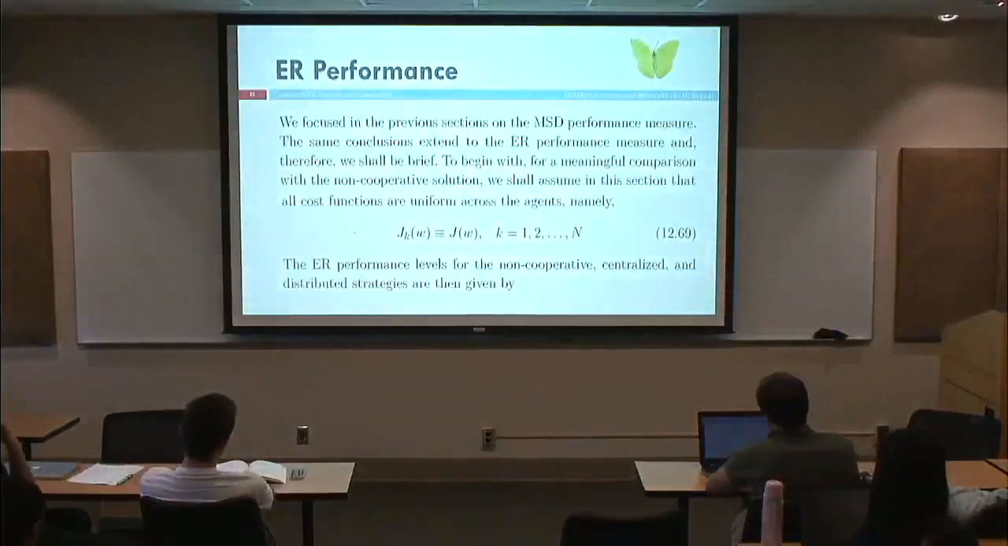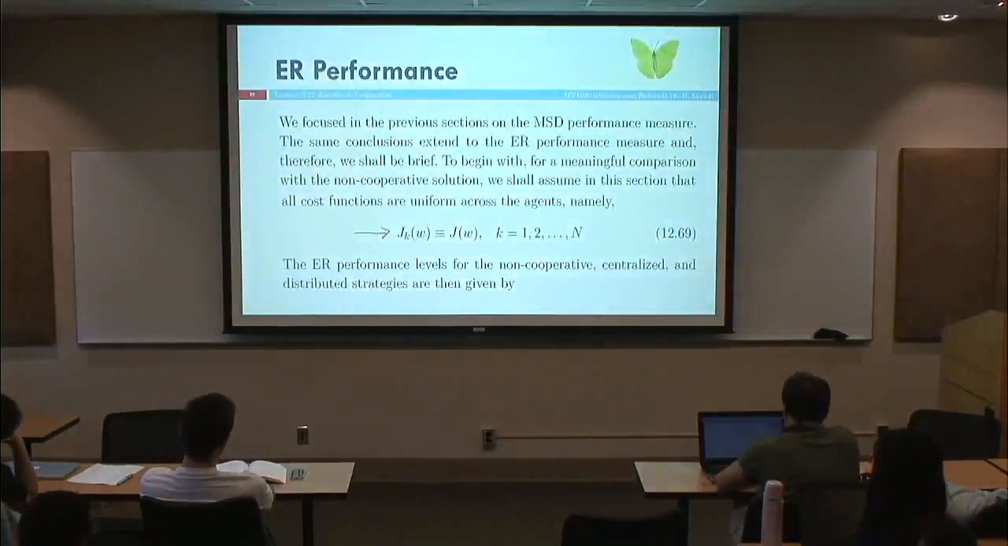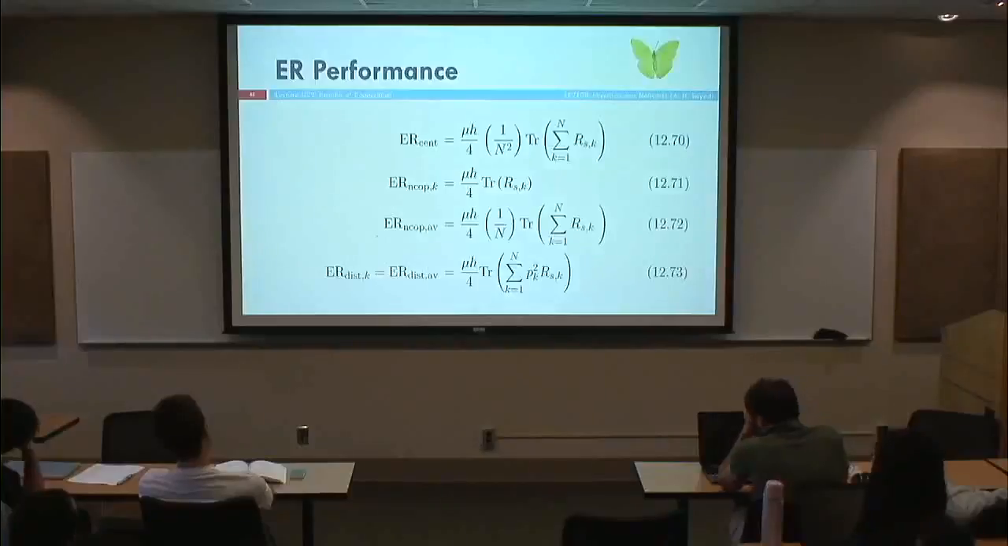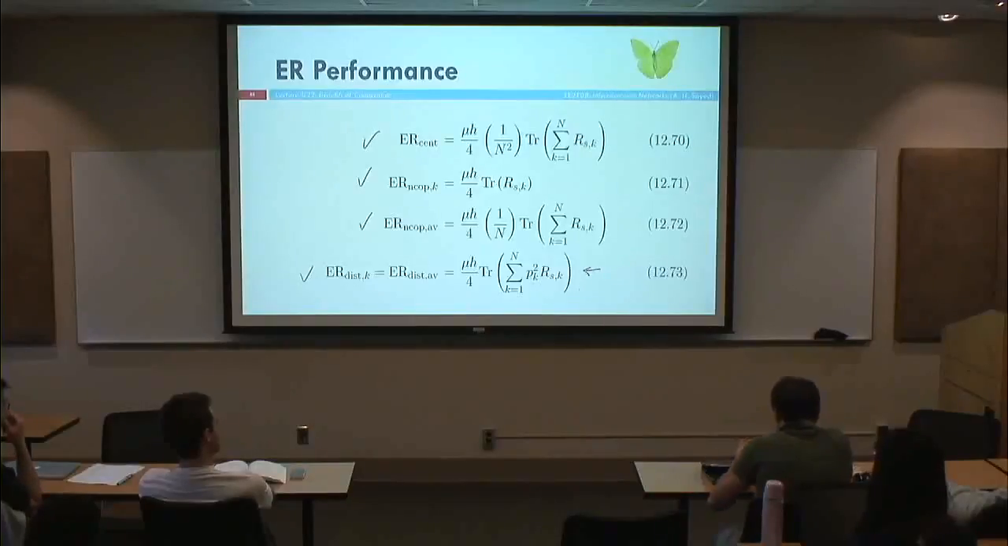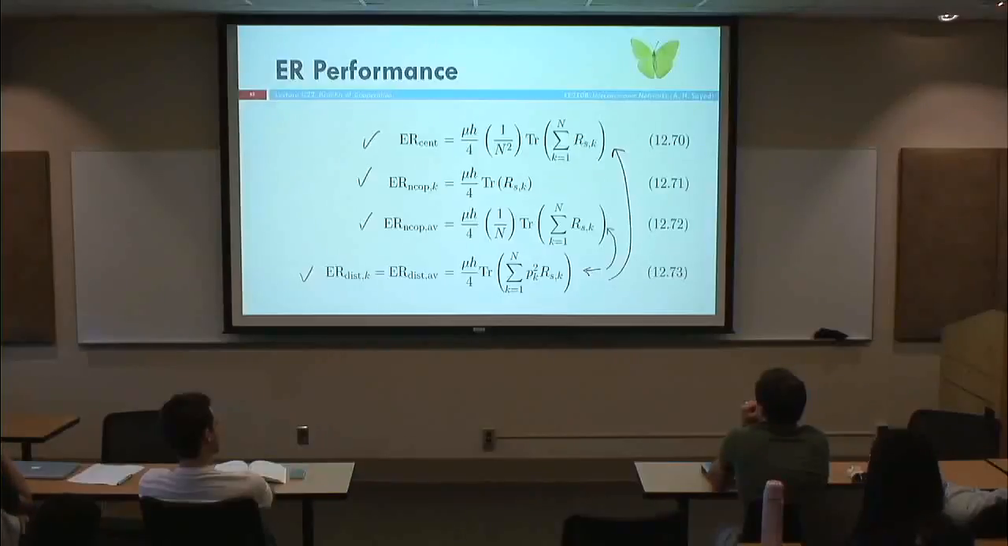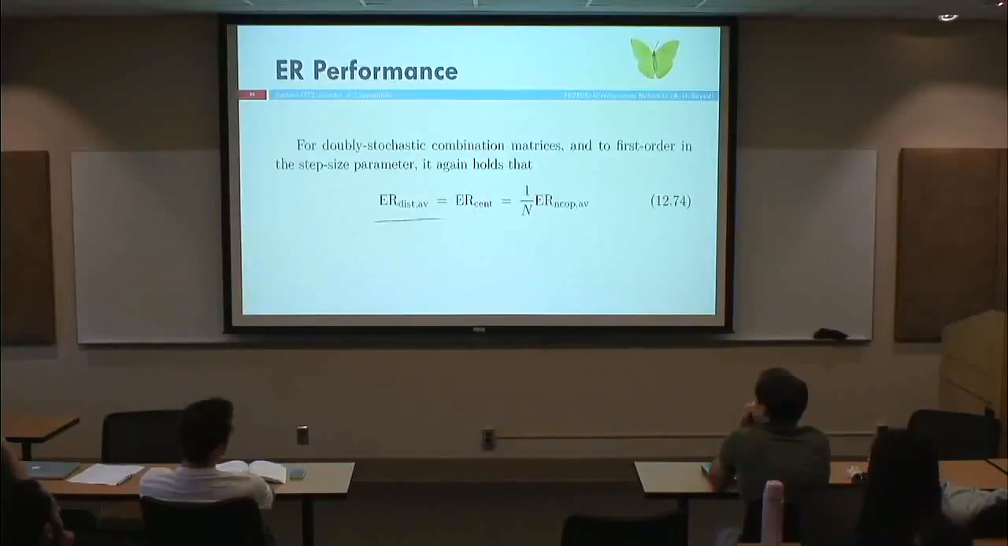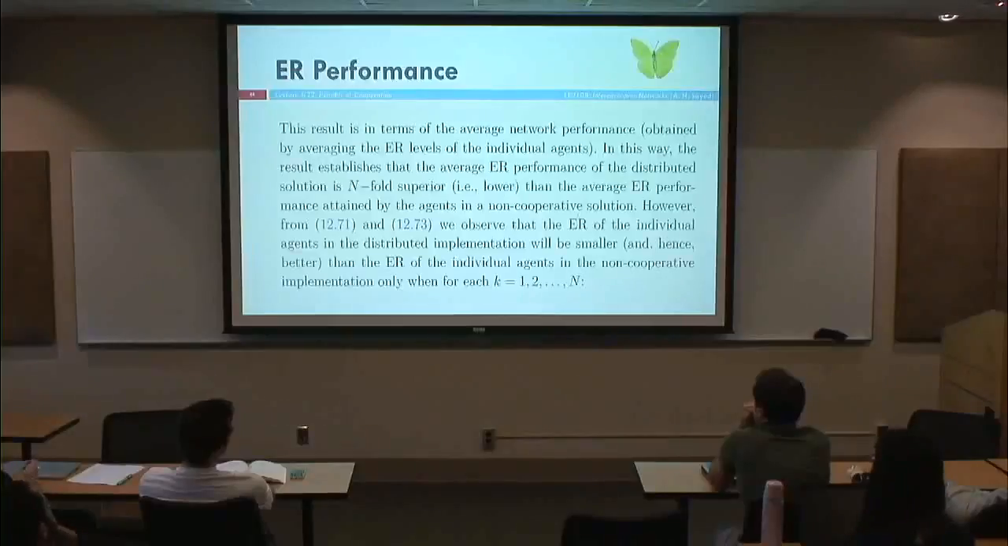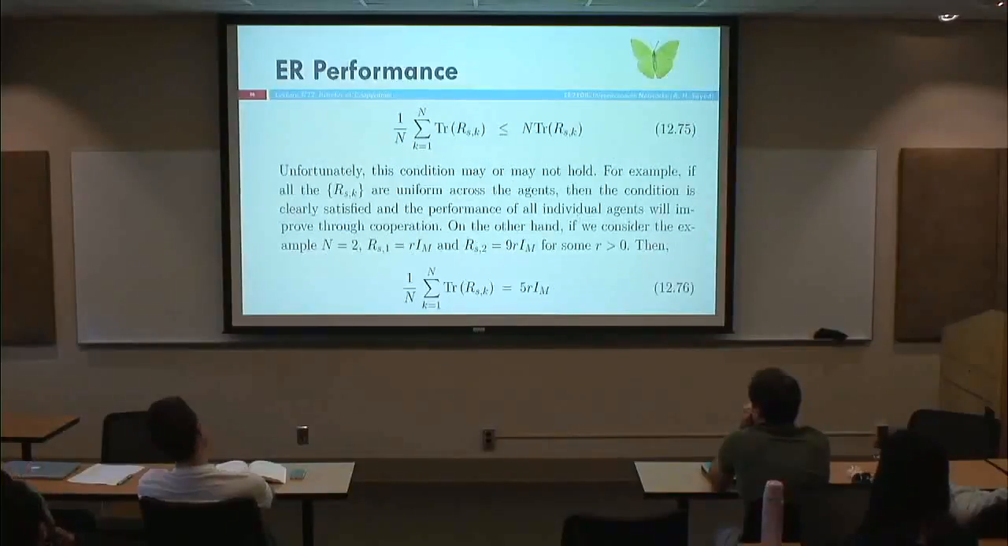In this case, I'm assuming all the agents are interested in minimizing the same risk function, okay? These are the expressions, just like for the MSD we had before. Again, when you have doubly stochastic, this will match the centralized, okay? Will be better than the average, okay? But not necessarily better than the individual. Same issues, okay? Again, not necessarily better, and I give an example here of two agents, okay, not necessarily better.